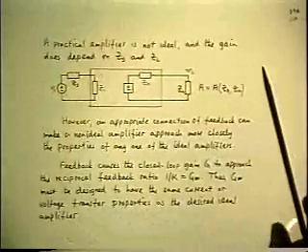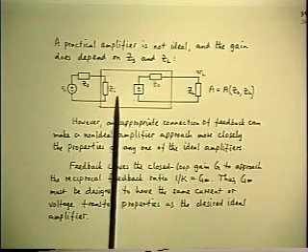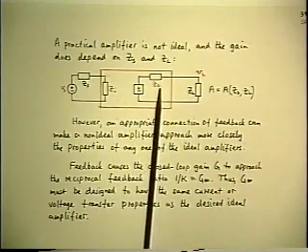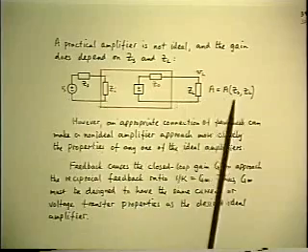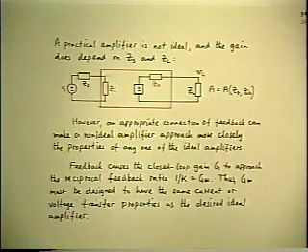Okay, now, a real amplifier won't be ideal. So it will have a non-zero, non-infinite Zi, and it will have a non-zero, non-infinite Zo. So that in general, the gain is a function of the source and the load impedances.